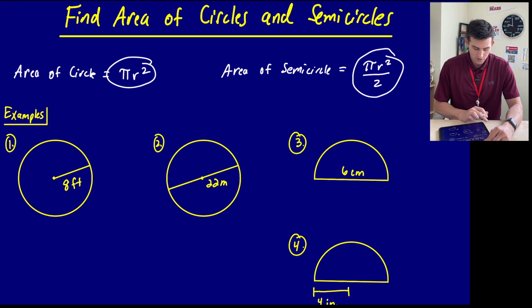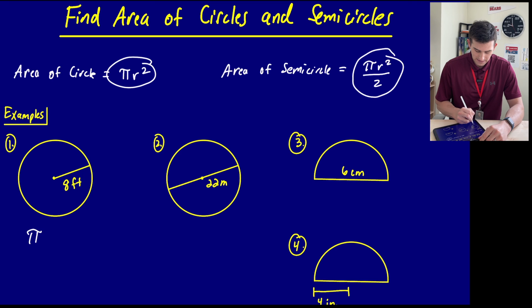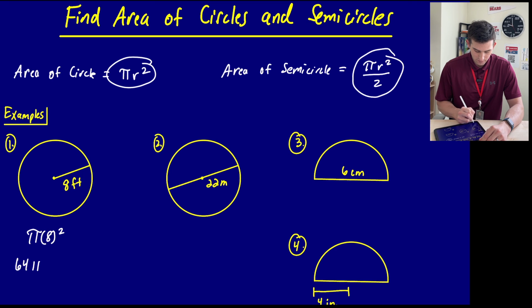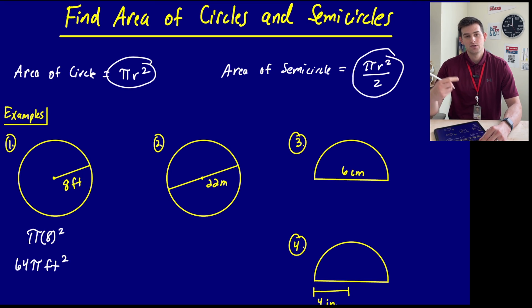So for number one, we have a circle, and we are given that the radius is 8. So we could plug in 8 for our radius. So 8 squared is 8 times 8, which would be 64. So this is equal to 64 pi, and this would be square feet. Now that would be our answer in terms of pi.